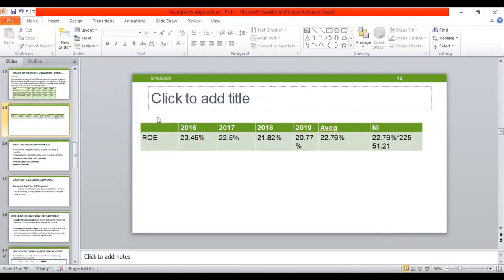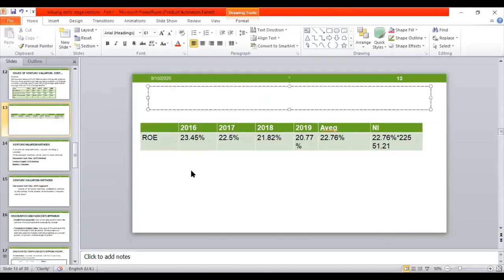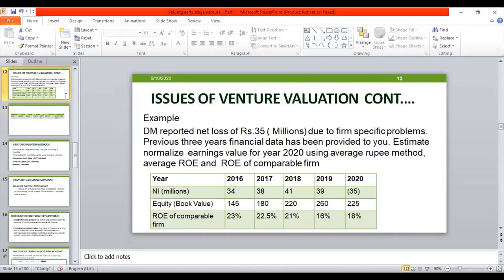So if we are using the first method, sorry, the last method, ROE of a comparable firm, here we are not taking any average value. We are just taking the current year return on equity value of a comparable firm to estimate the net income of the selected venture. Here, the current year return on equity of the comparable firm is 18%. So according to the third approach, we would straight away calculate the net income value by multiplying this 225 million, the book value of equity, by this 18%.